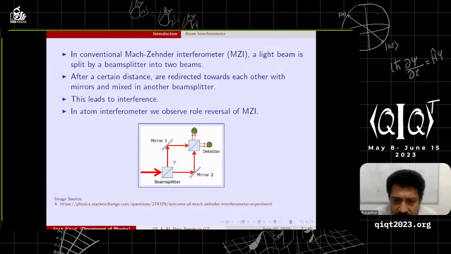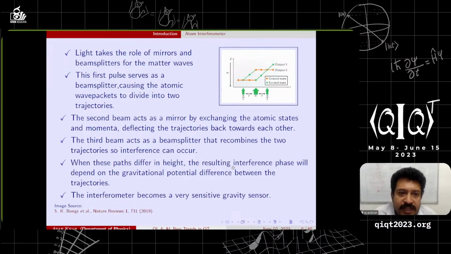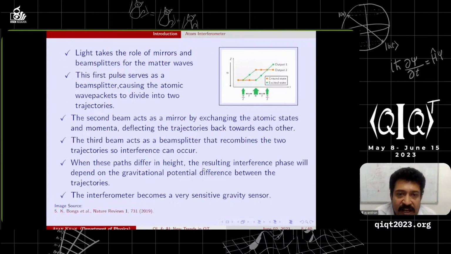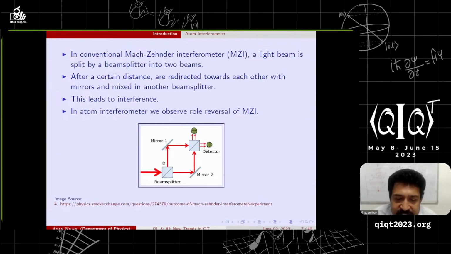So what atom interferometer we want to mean is something like a role reversal. In the previous slide, you can see there were some beam splitters. These are some materials. And then you have light, and you are studying interference. Now in atom interferometry, what happens? The position of light is taken by matter and the position of matter is taken by light. What do I mean by that?